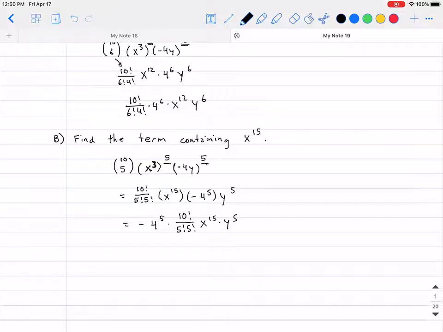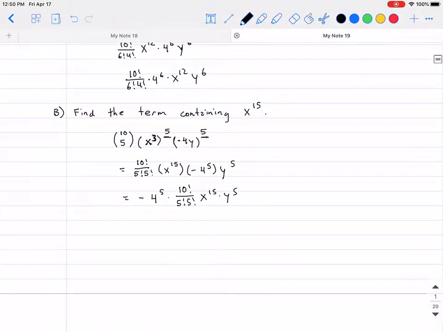Okay, so as I said, I'm just going to go ahead and leave the factorial in that form. 4 to the 5th, you can find the answer, but again, when multiplied by the factorial, I think it's just going to be such a big number that it's not really worth writing it out.